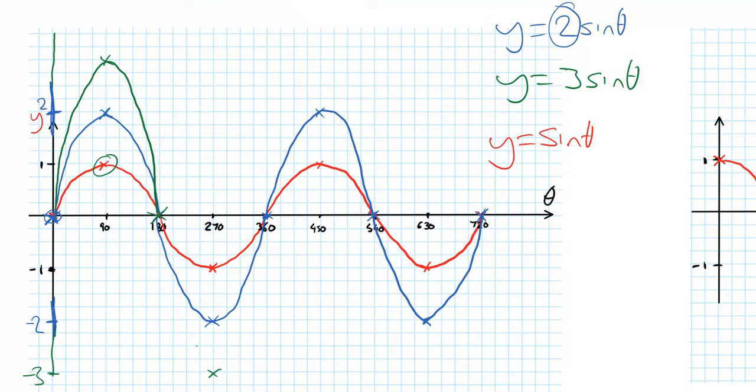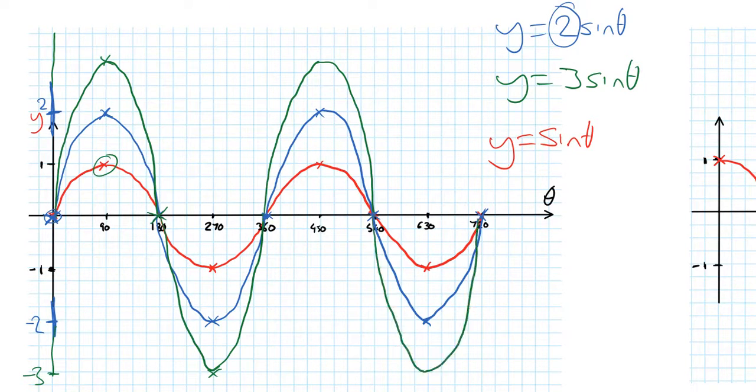We're stretching, if you like, the graph. We're stretching it parallel with the y-axis. Excuse my poor graph drawing skills, but it will look something like that. Now, this number in front of the sine theta is, of course, affecting the amplitude of the wave. So this number always stretches the original graph.